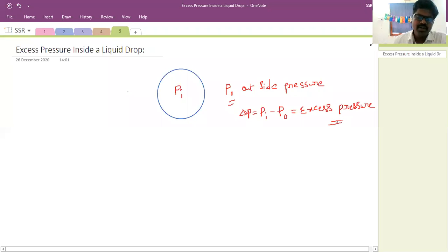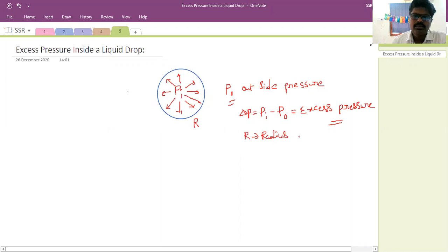Because of this excess pressure, air bubbles will blow immediately, or water droplets change their shape. All these different phenomena you can observe. The direction of pressure on the surface will be like this, in all directions. Now let capital R be the radius of this liquid drop, the radius of the drop in spherical shape.